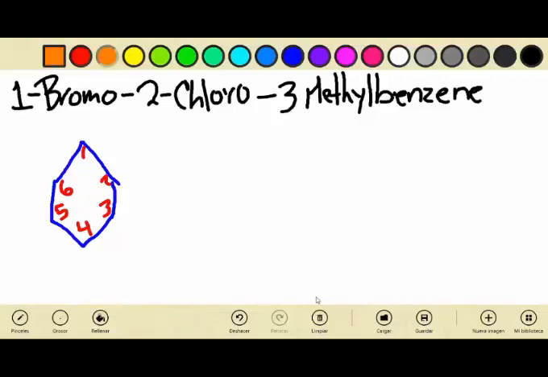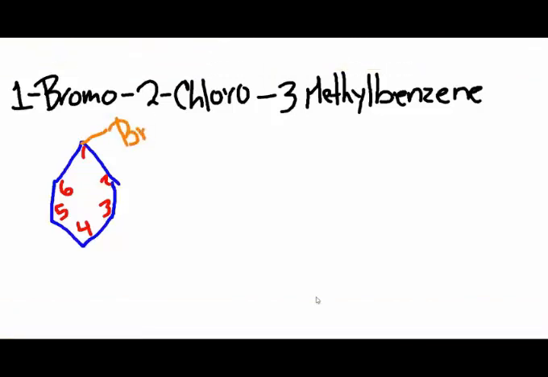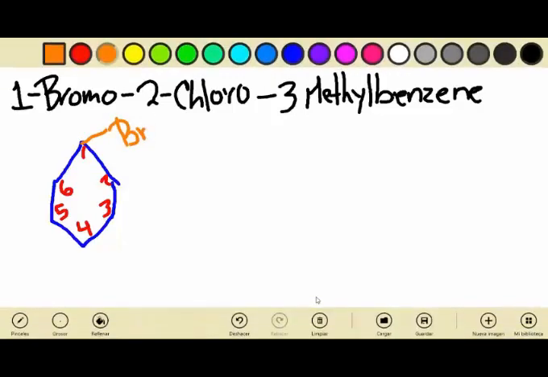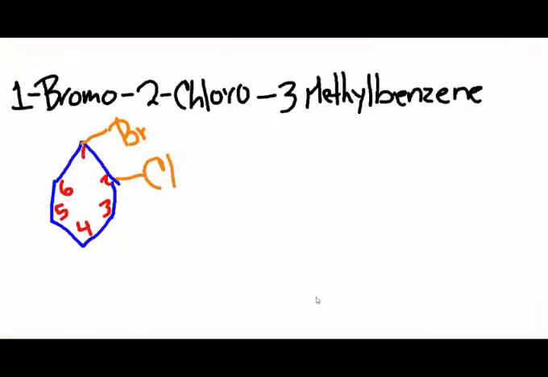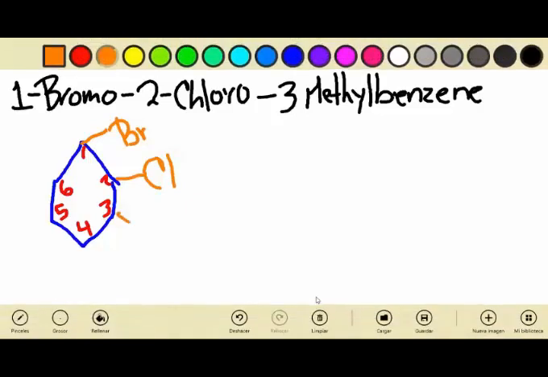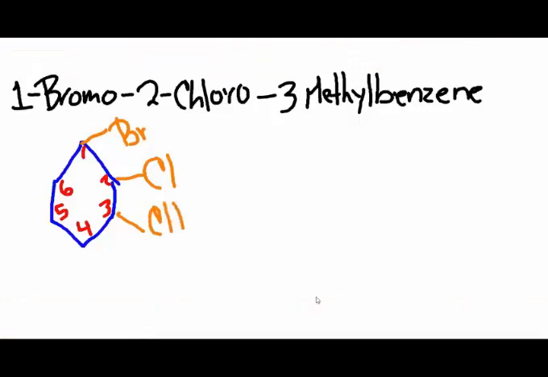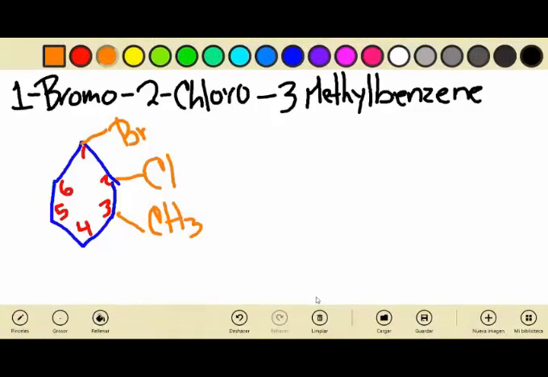So first, bromo is number 1. So here in bromo, we are going to write Br. In number 2, it is chloro. So here we're going to put Cl. And in number 3, it is methyl. So here we're going to write methyl. And this is the way our benzene remains.